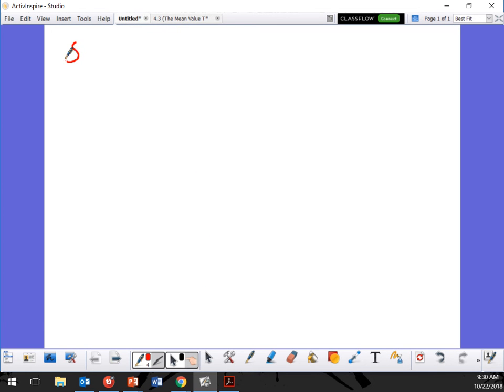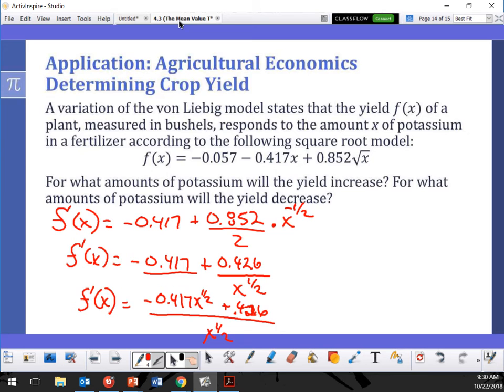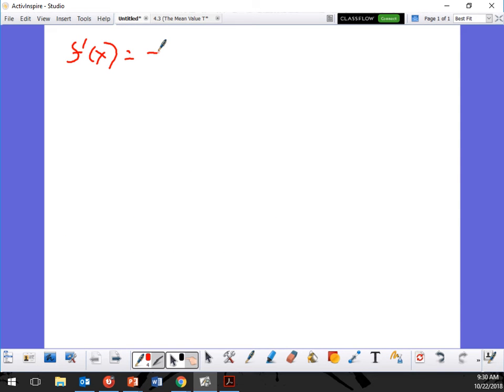Okay, so I have f prime of x equals, what was that number again? Negative 0.417 x to the 1/2 plus 0.426 all over x to the 1/2. Now, I did this for a good reason, because I like getting rid of my fractions. I like clearing out my fractions. Like I said, we're going to set this equal to 0, right?